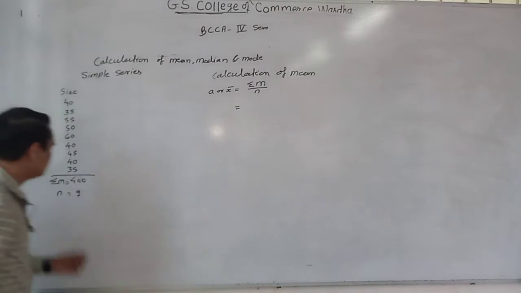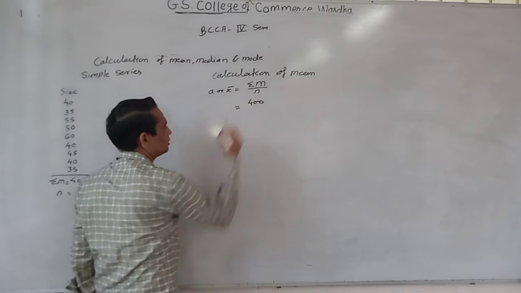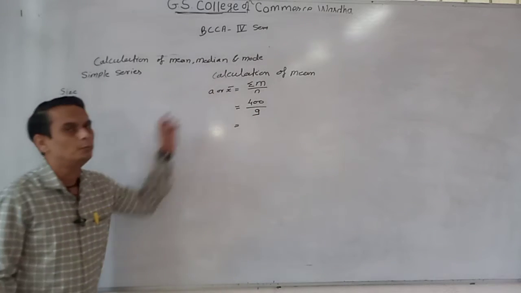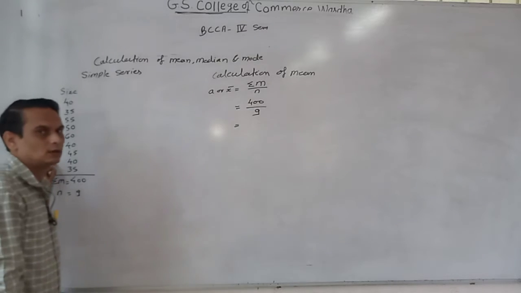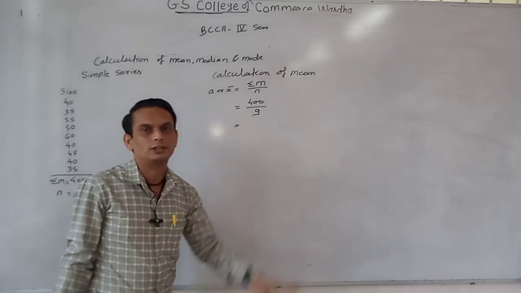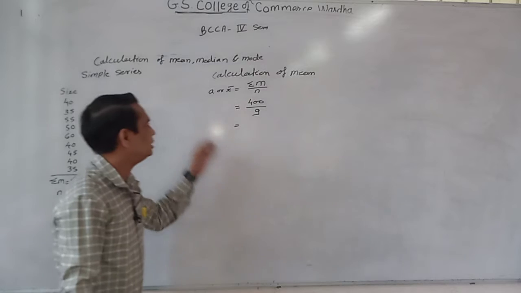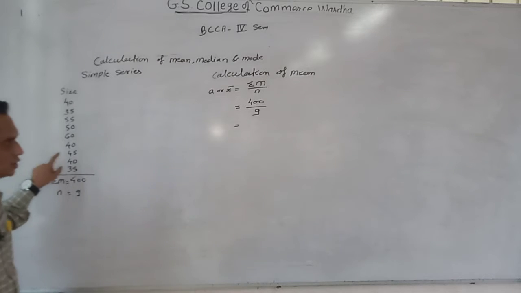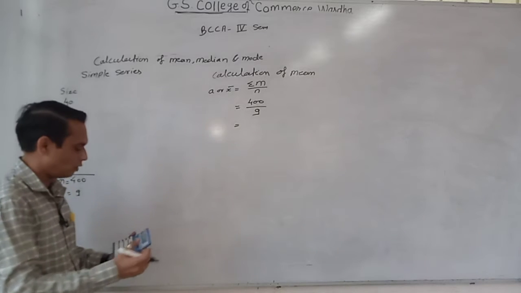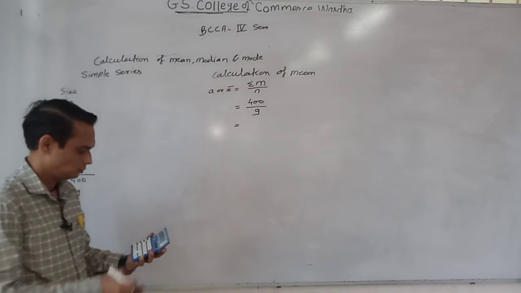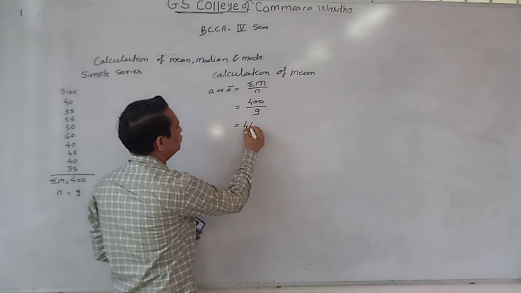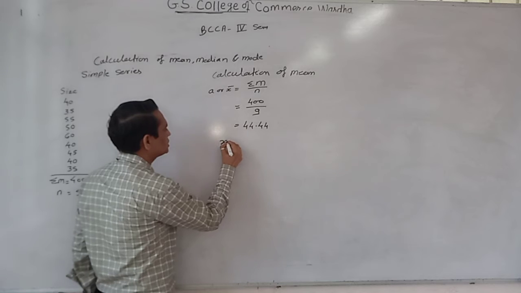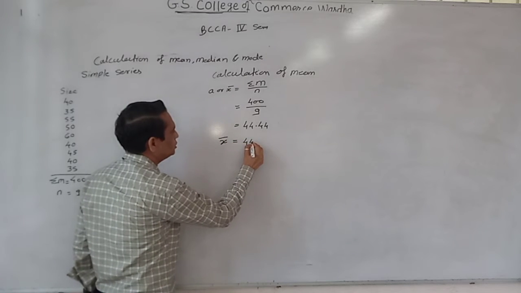So we take the summation x, that is 400, divided by n, that is 9. Summation x means the total of the observations, and n stands for the number of observations. So 400 divided by 9 equals 44.44. So we can say that x bar equals approximately 44.